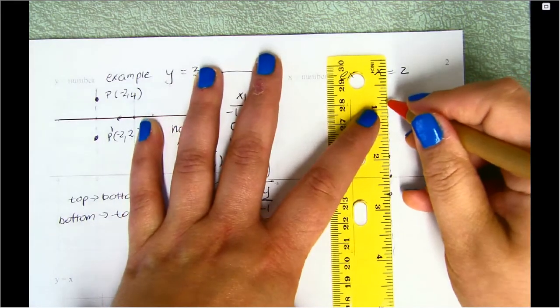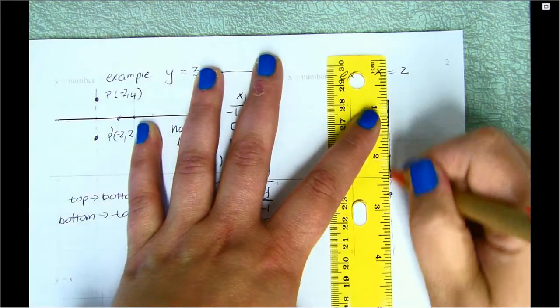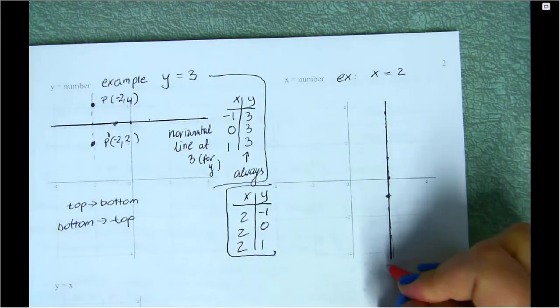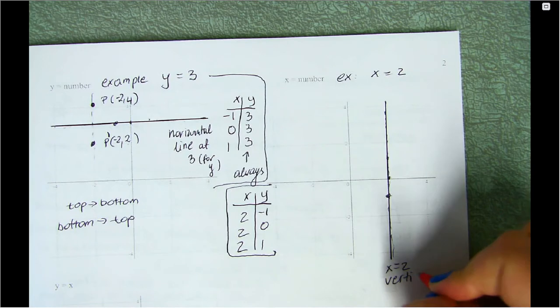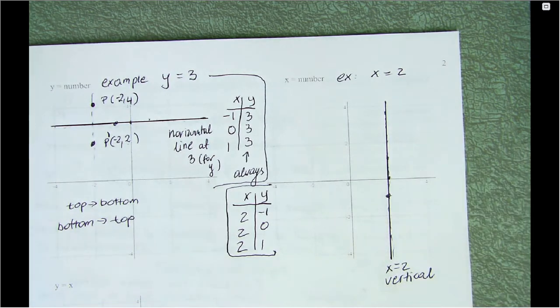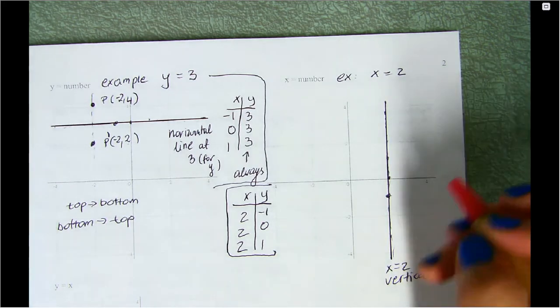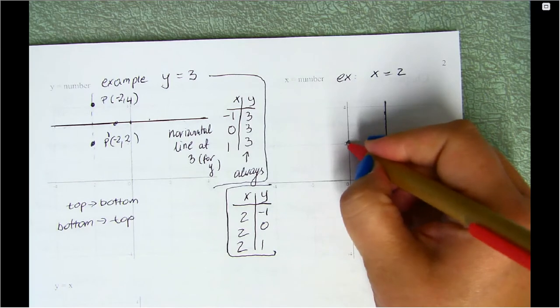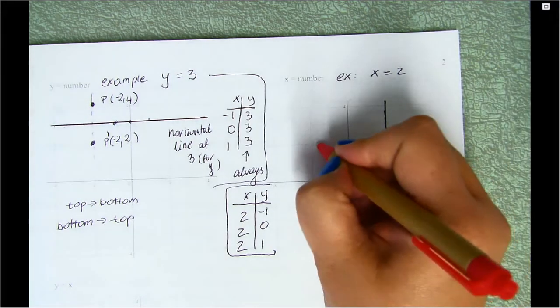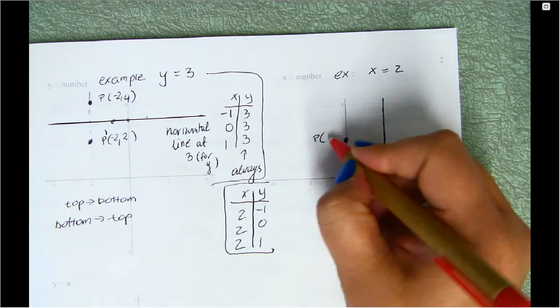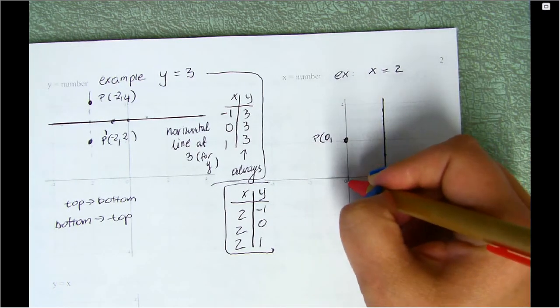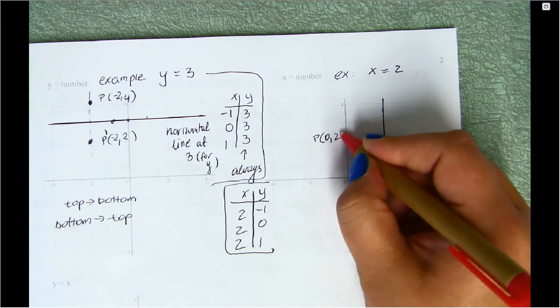Okay, so this is my line of symmetry. This is the line x equals 2. It is vertical. If you think about x, it has to go through 2, no matter what y is. So let's pick a point. Let's pick that one. The x value for this point is 0, and the y value for this point is 2.